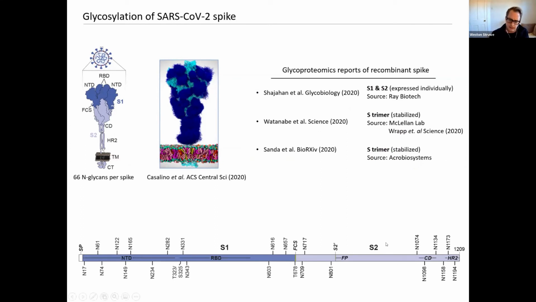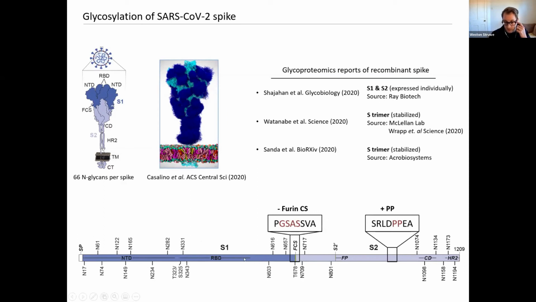So one example looked at S1 and S2 subunits that were produced and expressed individually. Two different analyses looked at the soluble domain of the S trimer using a stabilized form. And what that means is the furin cleavage site, which primes the spike for host fusion, has been removed, and two proline codons have been added, which sit at the top of the central helix in the S2 domain. So this maintains the viral spike in a pre-fusion state. And what's important is the glycan analyses of these studies are very different, and we don't really know how these compare to those that are present on the virus.